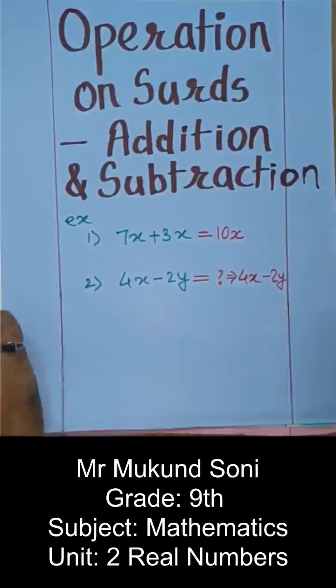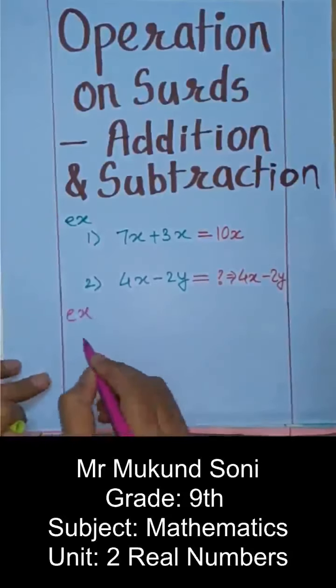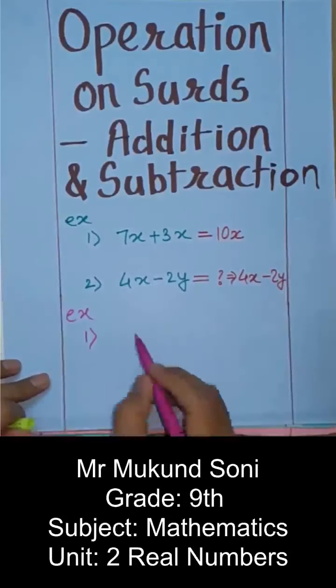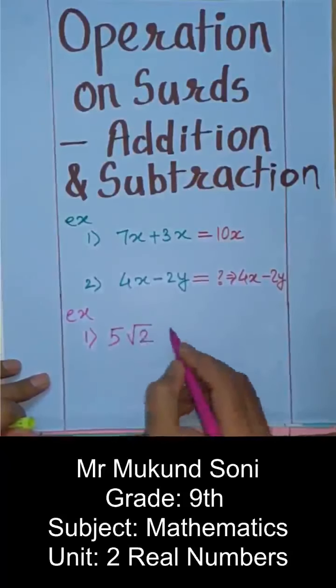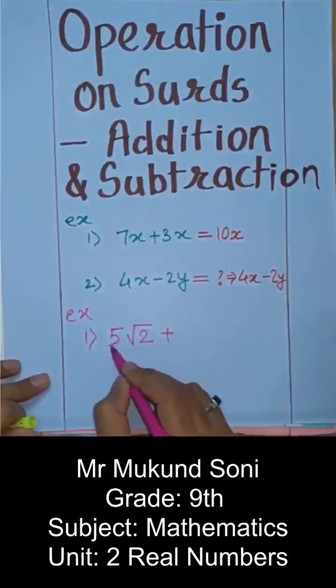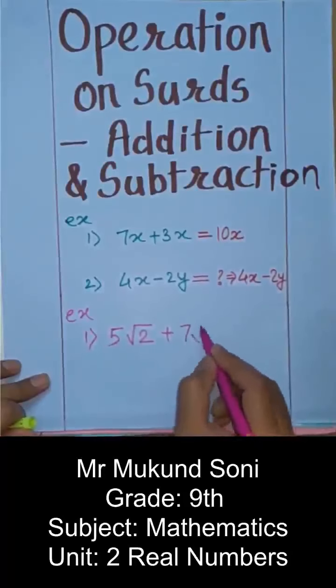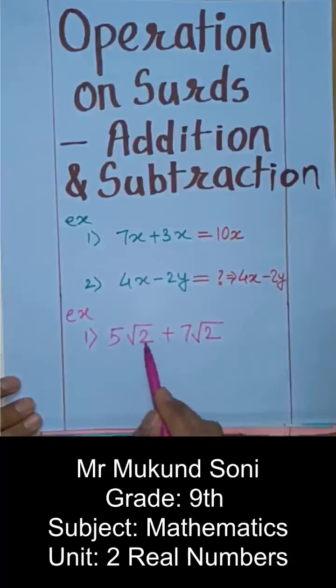In the very same way, my dear students, you should think about the surd. When you have a surd, and if they are like surds, then there is a possibility of addition and subtraction. Else, it won't do either addition or subtraction. Like this example, 5 root 2 and 7 root 2. So tell me, students, are they like or not? Correct. They are like surds because their radicand and the order both are same.